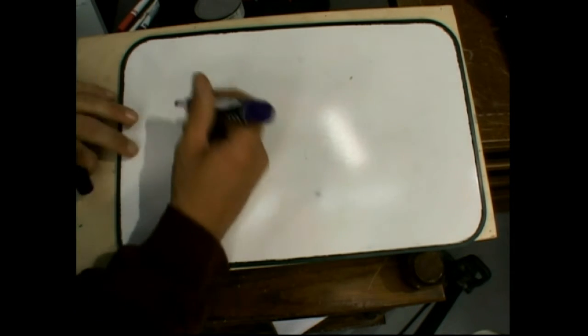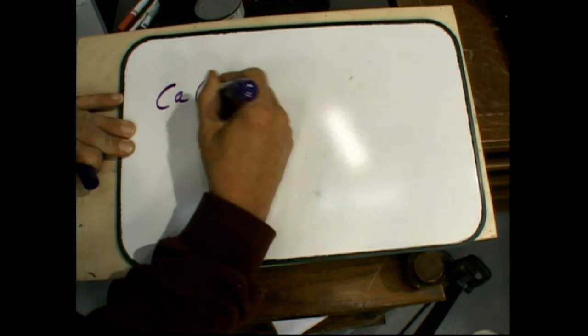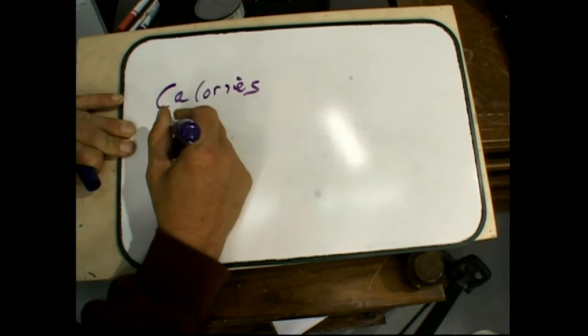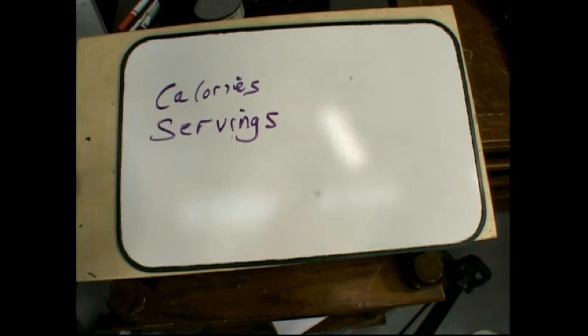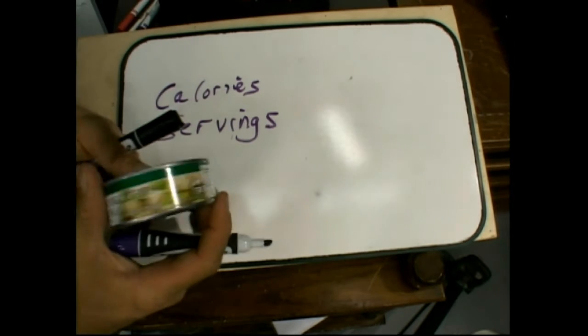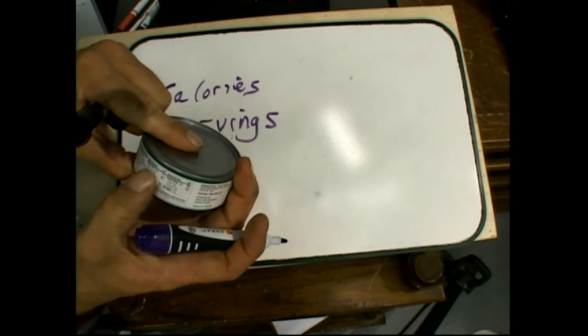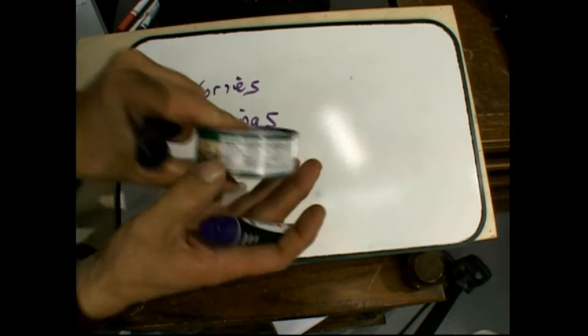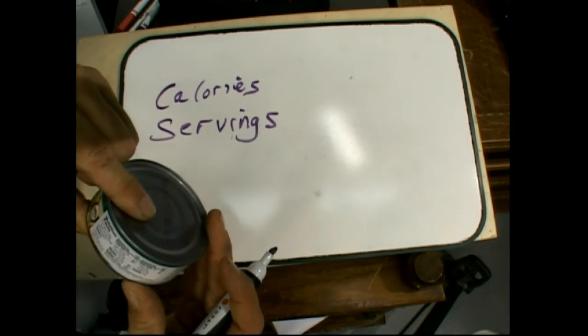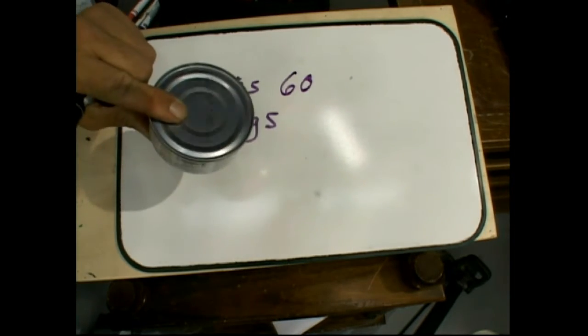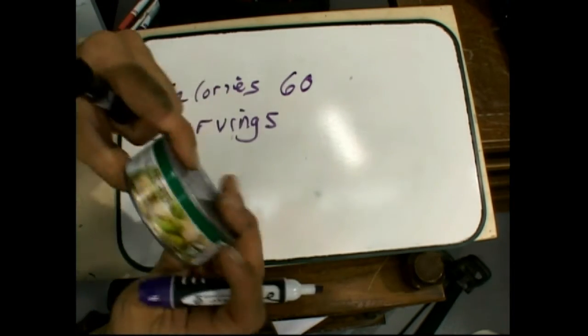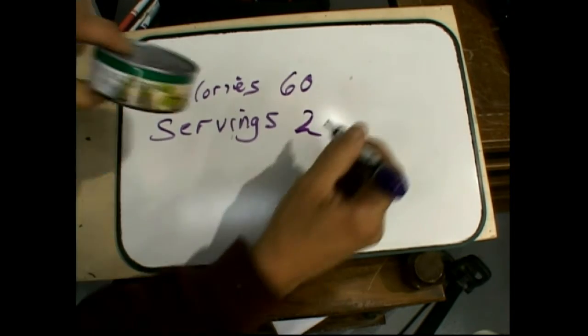Labels quick. Calories. Servings. You got to be able to multiply, kids, okay? Here's a simple can of tuna fish. Calories. You look. Total calories, this is going to be off to the side here. 60. So you think there's 60 calories in that can? You got to look at the number of servings. They say there's 2. So you got to be able to multiply.